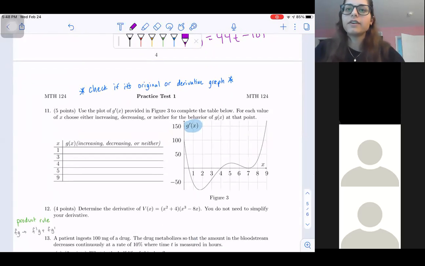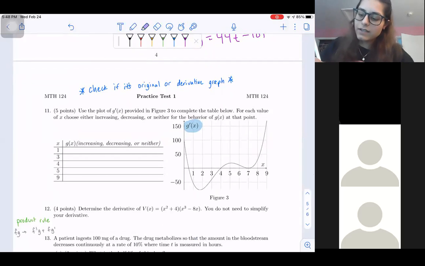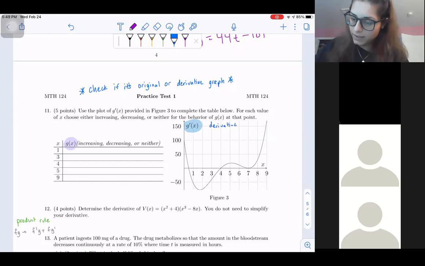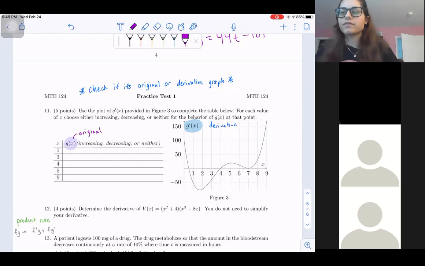All right, so here we have 5 points that we need to look at. And we want to see if g of x is increasing, decreasing, or neither increasing nor decreasing. So we're trying to find the actions of g of x based off of g prime, right? So we have the graph of the derivative. This is the derivative graph. And this is the original. Just make sure you keep those separate.